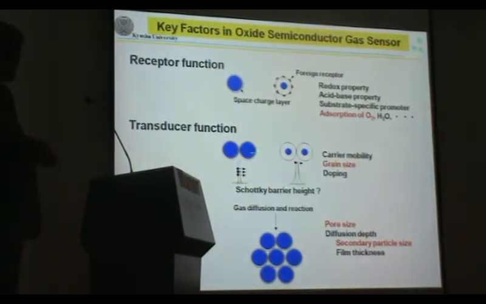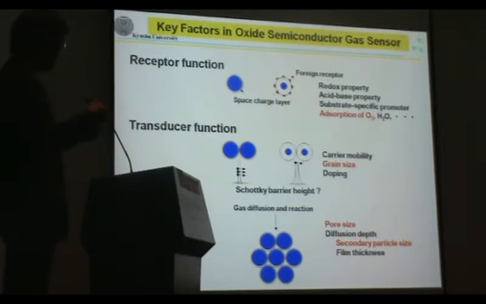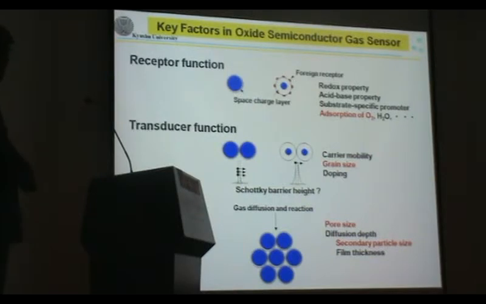The second is grain size control, which is very important, and the sensing film is used as a whole body. The sensing film needs the utility factor: the gas molecule must diffuse deep inside. Finally, this sensing film shows very high sensitivity.